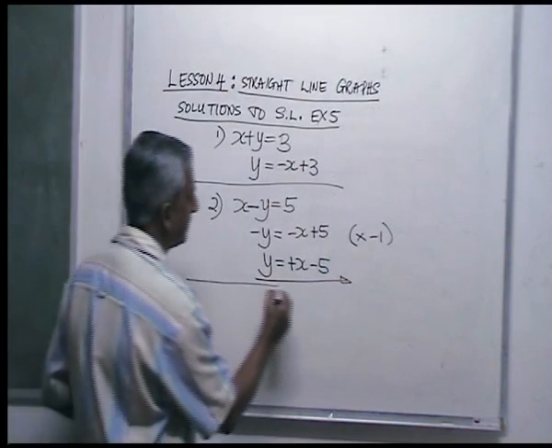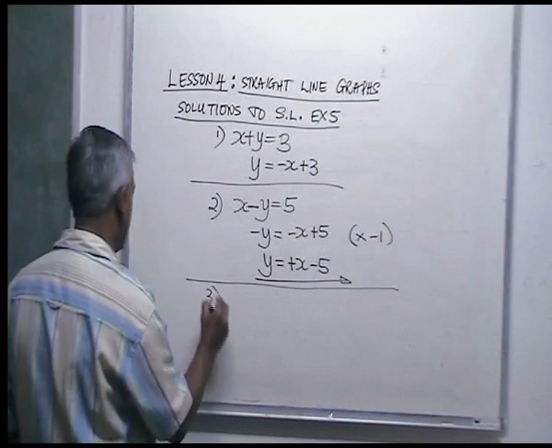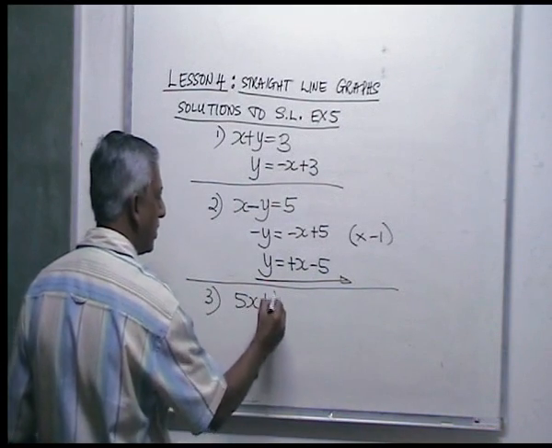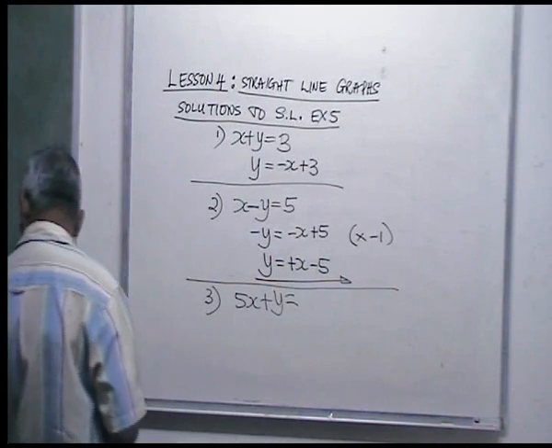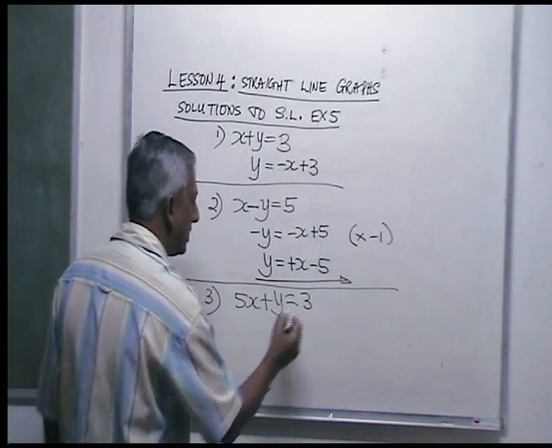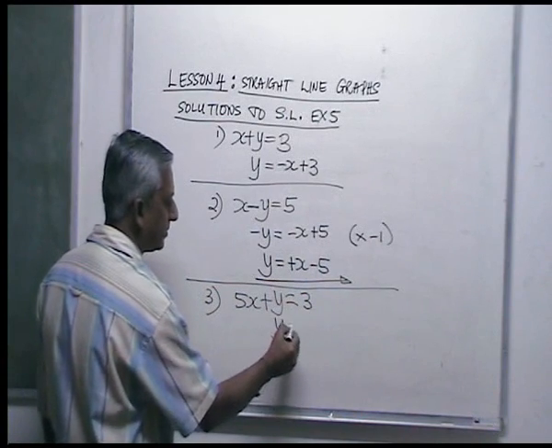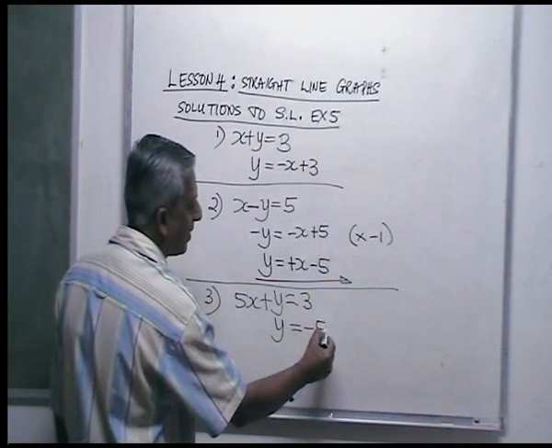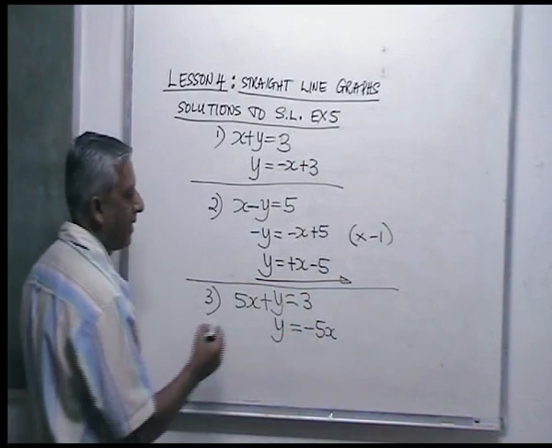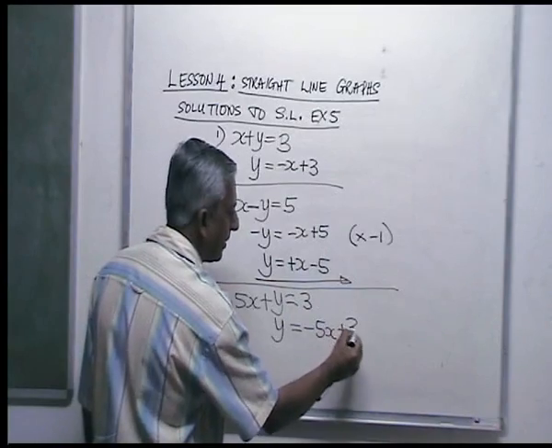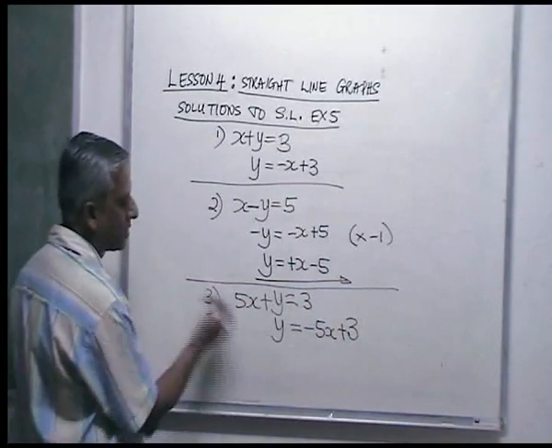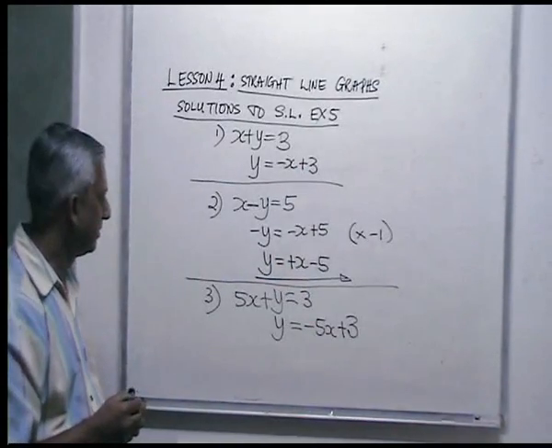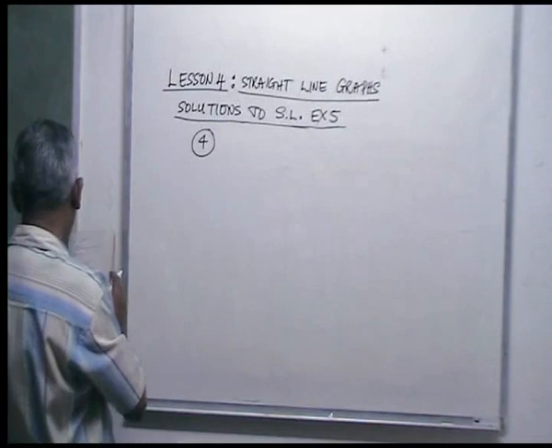Right, number 3. 5x plus y is equal to 3. So you leave the y here. 5x, if it goes across, will become minus 5x. And then just bring down the 3. And that's finished because the y is positive here. So that's your answer for number 3. Then we had number 4.